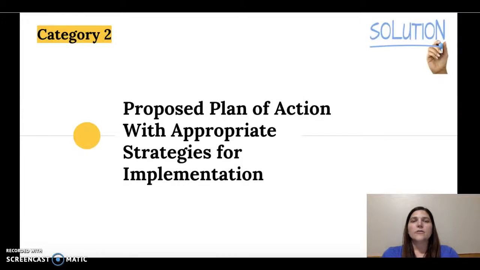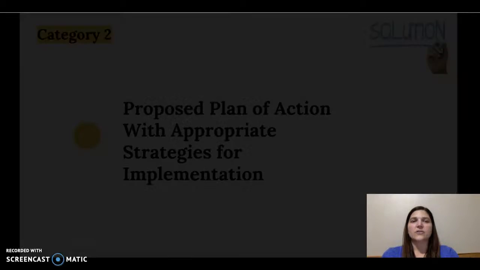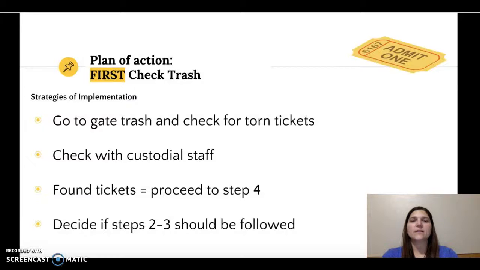Category 2, my proposed plan of action and appropriate implementation strategies. My first step in my plan of action is to check the trash. While gross sounding, it may just pay off. My strategies for implementation are to first go to the gate trash and determine if there are any torn tickets. If the trash is gone, you could check with custodial staff to find the trash.